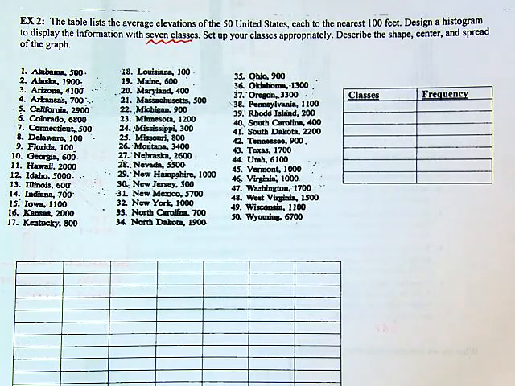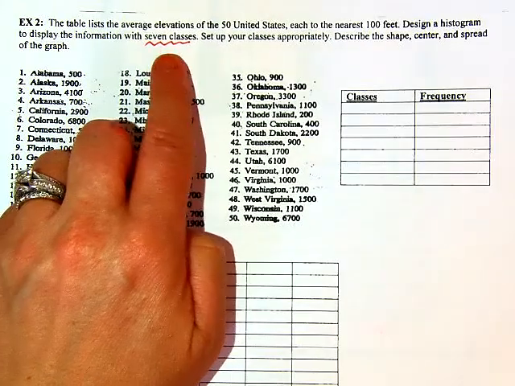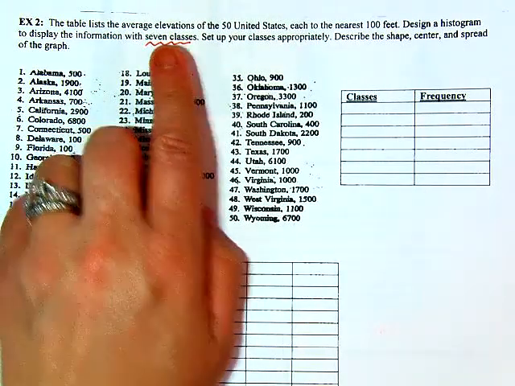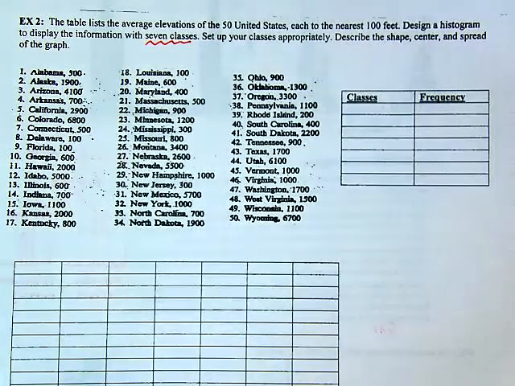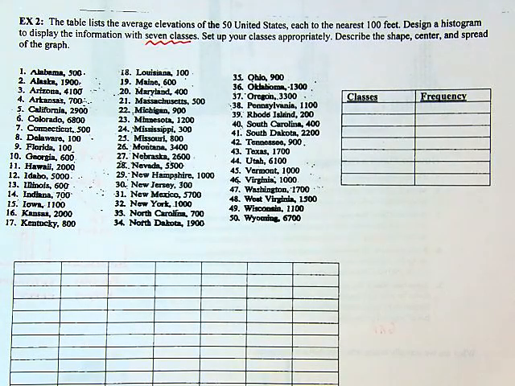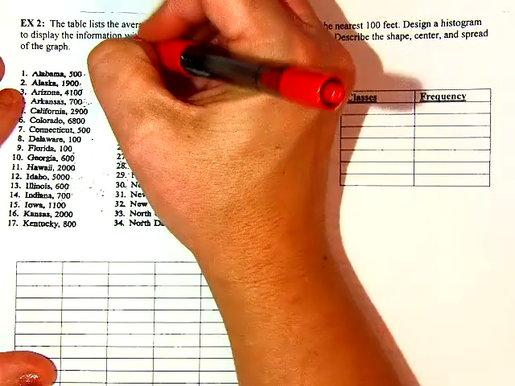I want to remind you that a good rule of thumb is anywhere from 5 to 8 classes. And we're using 7 because I said use 7 right here. And then we want to describe it once we've built it. So our starting point: I've shown you how to sort in your calculator. That would be super helpful. You might want to take the time to plug in these 50 pieces of data and sort them in ascending order, increasing order, low to high. And then you can easily see what your low and high values are.